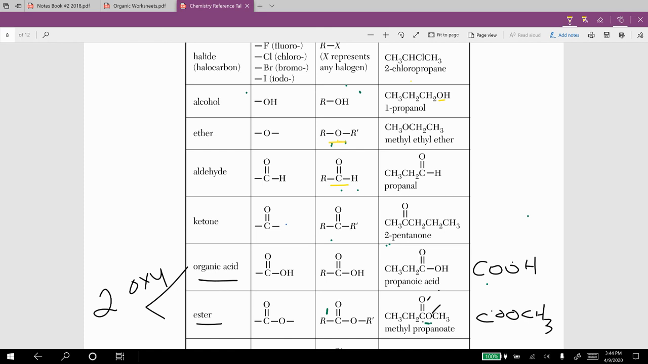The aldehyde also has an oxygen in the middle. Or sorry, does not have the oxygen in the middle. The oxygen is at the end of the molecule. And then now my ketone is also in the middle. So for my question number 2, it's either going to be an ether or a ketone.